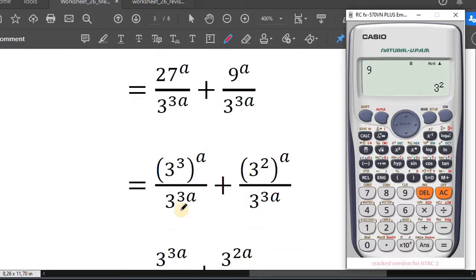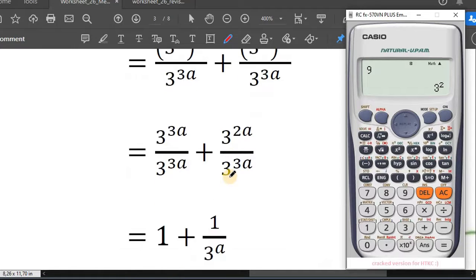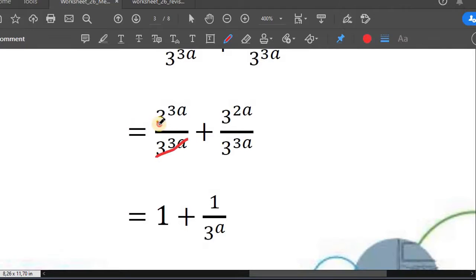Then we can see that the a is outside the bracket, so you can say 3 times a is 3a, 2 times a is 2a, right? So we simplified there. Then we've got the same thing here, cancel off. It's 1 over 1 is still 1, right?